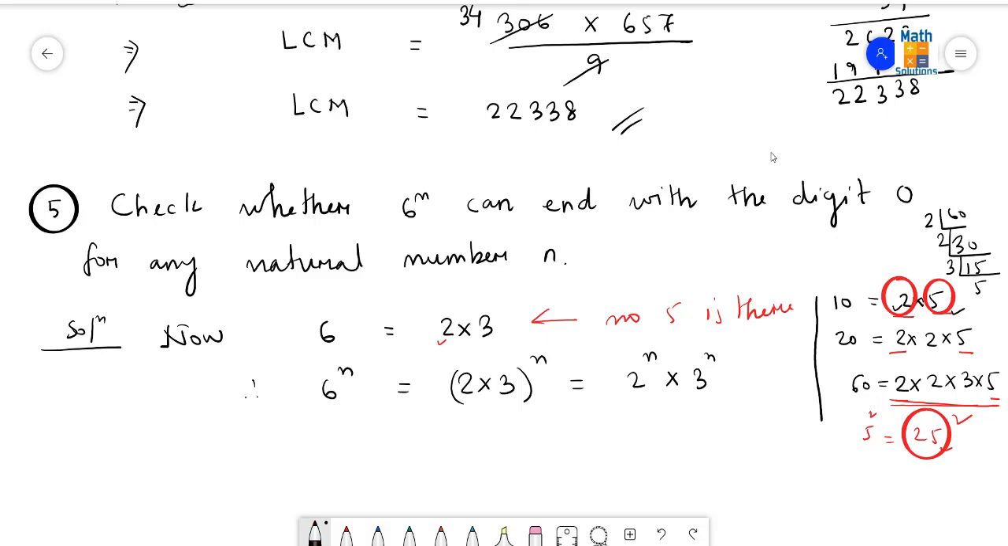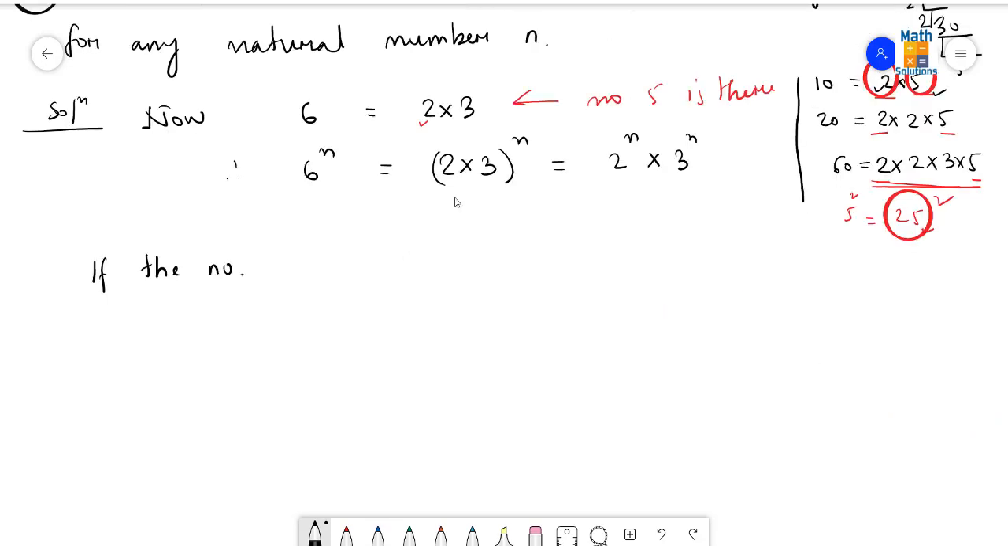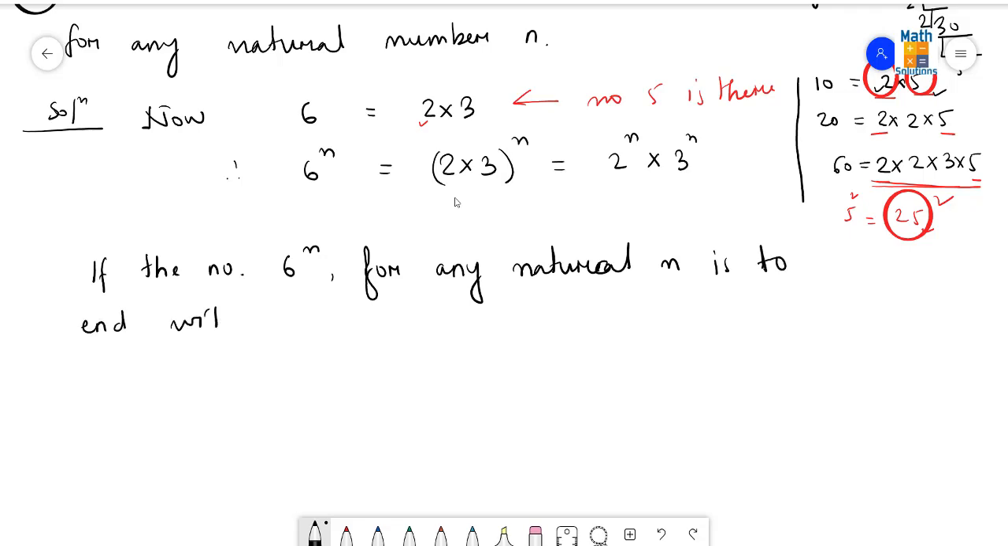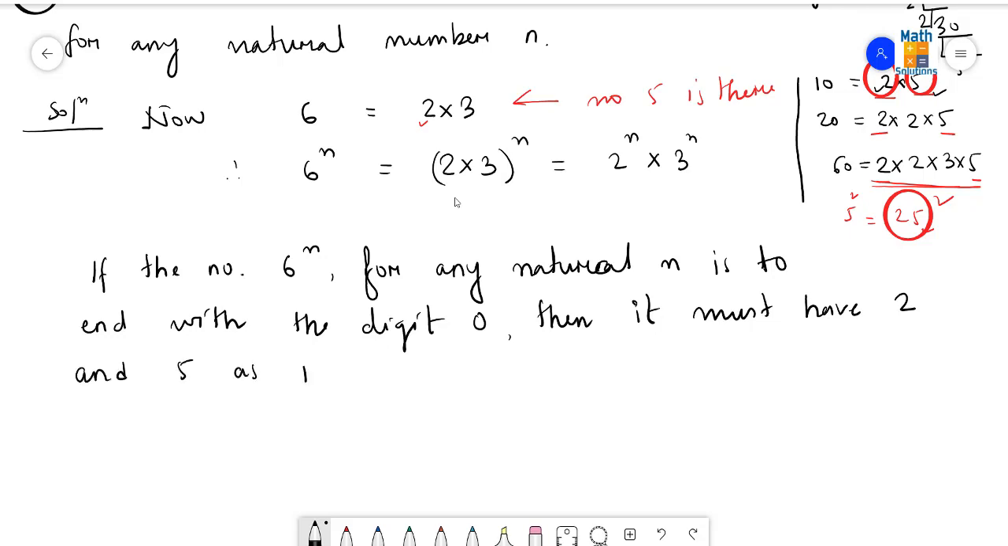So while writing the answer, how do we have to write? If the number 6 to the power n for any natural number n is to end with the digit 0, then it must have 2 and 5 as its factors.